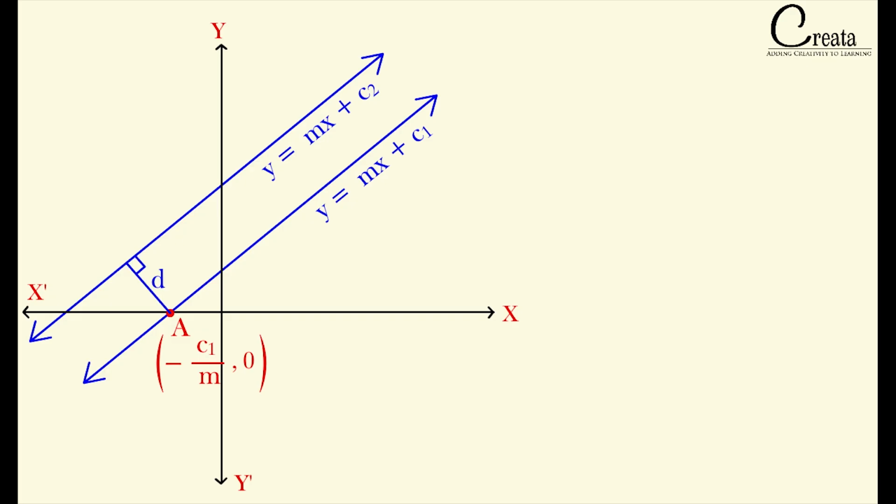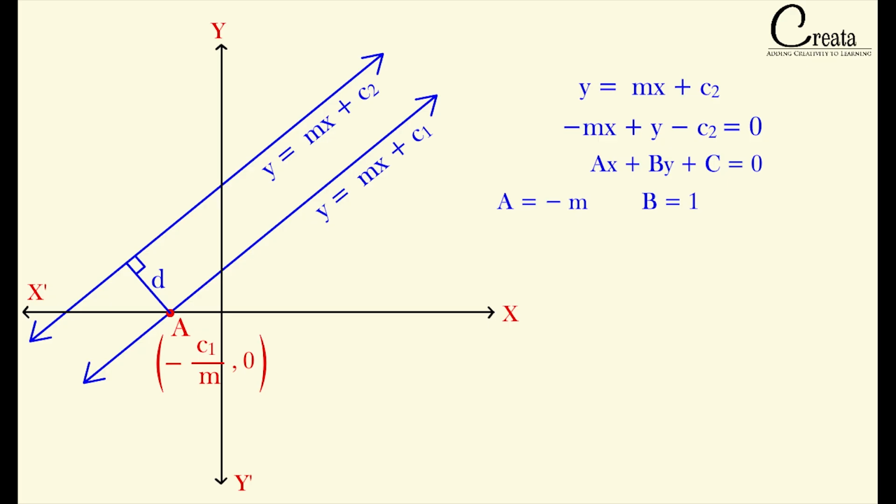Okay, let's see. Here can we rewrite our second equation as minus mx plus y minus c2 equal to 0. That is, if we compare this with our general equation, that is ax plus by plus c equal to 0, can we say a equal to minus m, b equal to plus 1 and c is equal to minus c2. We got a, b and c, and x1, y1 are minus c1 by m and 0.